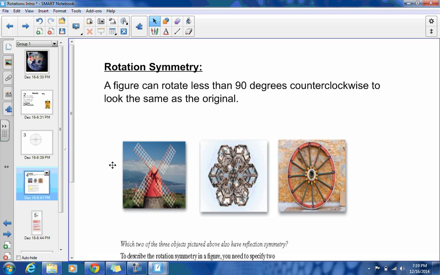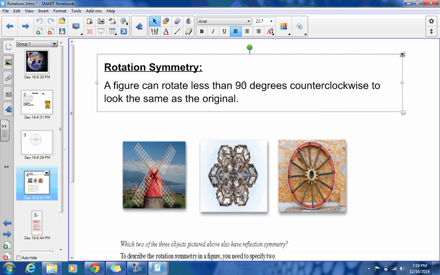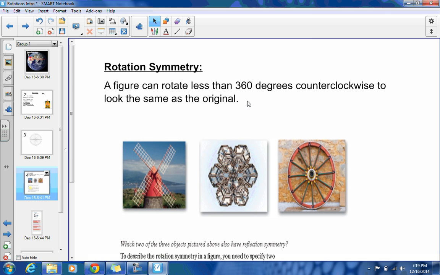All right, so rotation symmetry, and I'm going to change this a little bit. Rotation symmetry means that a figure can rotate less than 360 degrees counterclockwise to look the same as the original. So if you rotate something less than 360 degrees, and however you rotate it, wherever it lands, it looks exactly the same as where it started, then it has rotation symmetry. All right. So if you look at these three pictures, technically you could argue that they all have rotation symmetry.